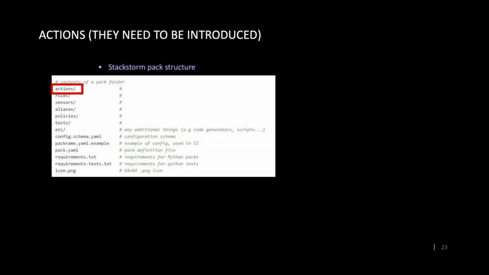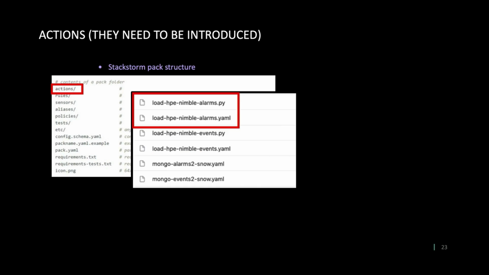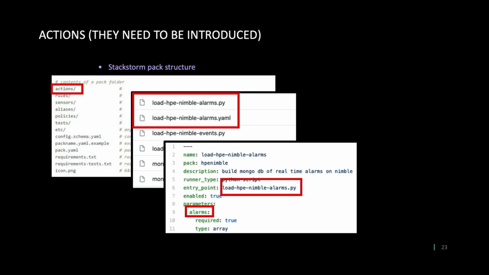When we look at an action in the pack, there's an actions folder where our actions are. When we look in there, actions will always have the file that's going to run. In this case, we're going to run a Python script called load HP nimble alarms. But I'll have a YAML file that introduces the Python script. It sets up the variables that the Python script may need, and it's going to look like this on the entry point.